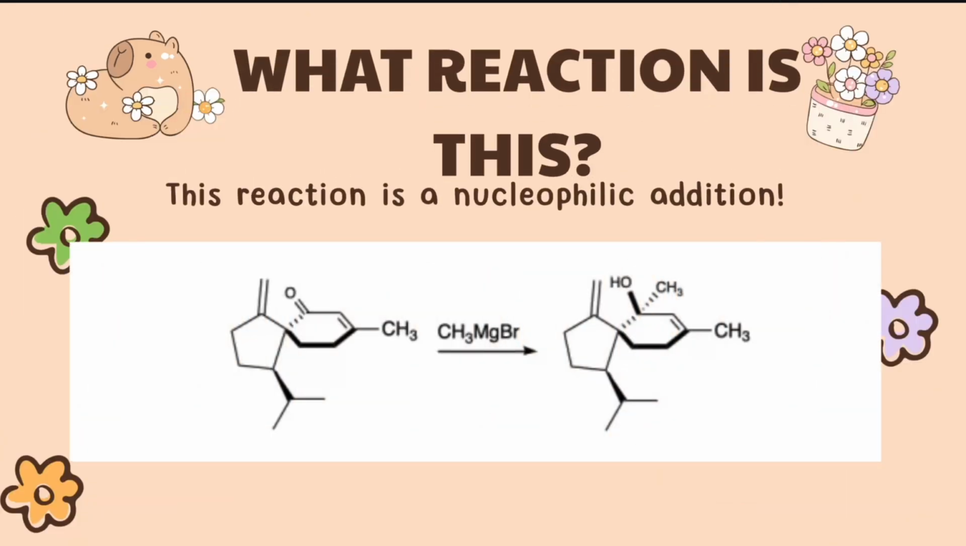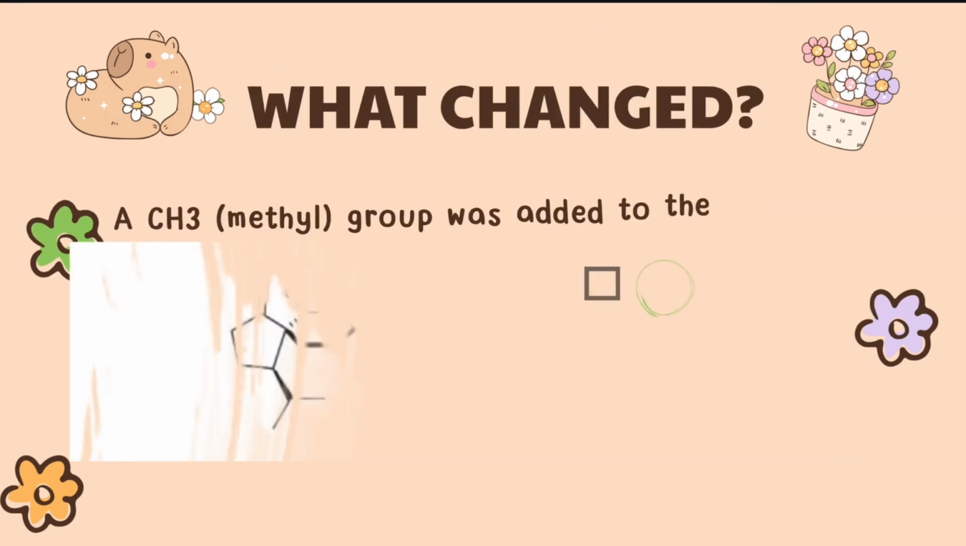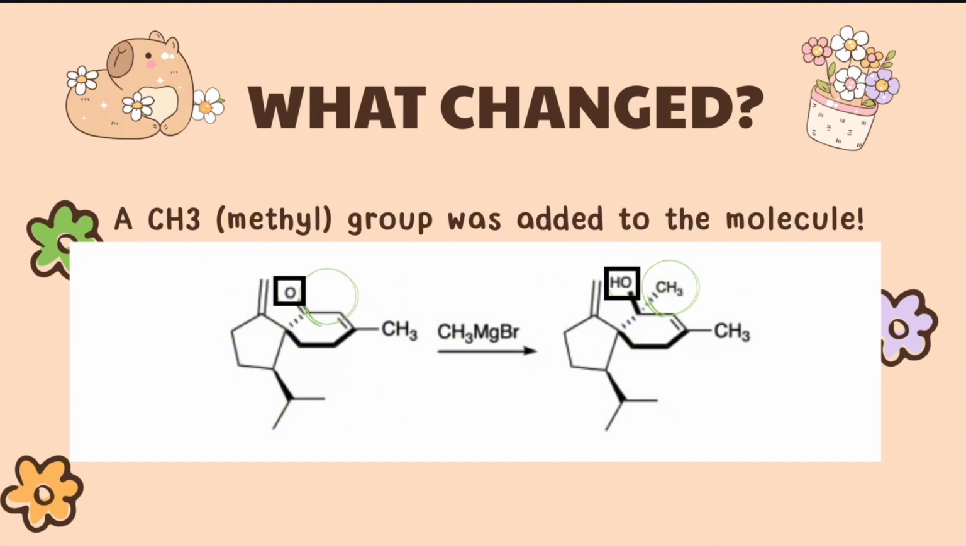What reaction is this? This reaction is a nucleophilic addition, and it was assigned by my professor. So what changed between the reactant and the product side? A CH3 methyl group was added to the molecule on the product side, along with the double bond on the oxygen breaking on the reactant side and forming a wedged bond. The oxygen also formed a bond with the hydrogen, making it a hydroxyl.